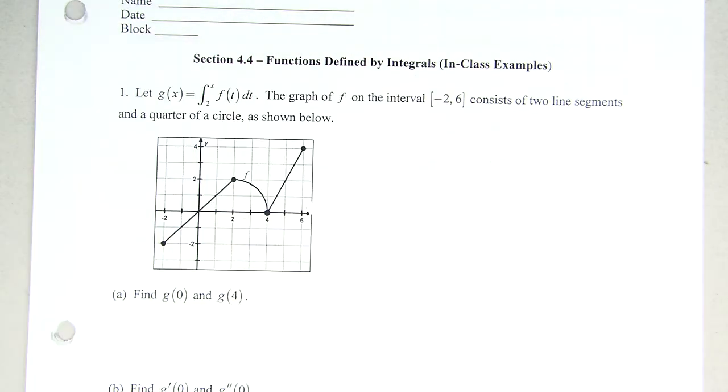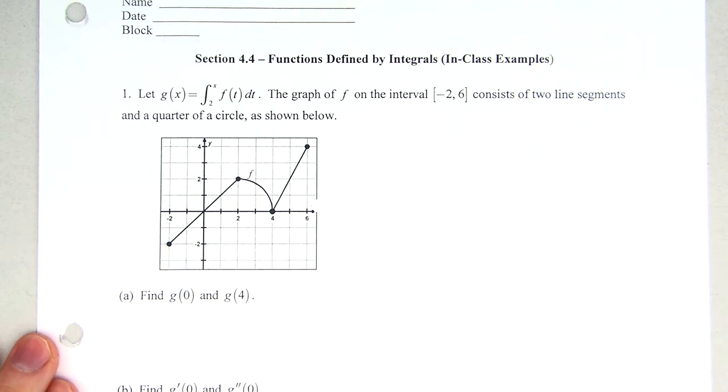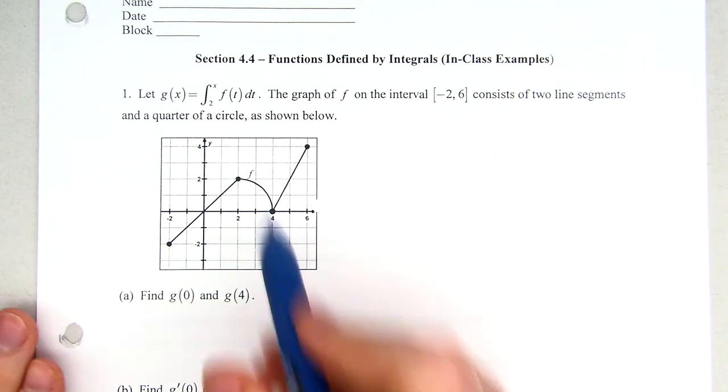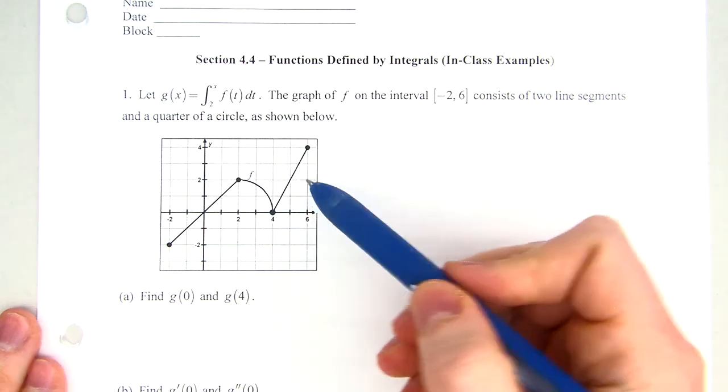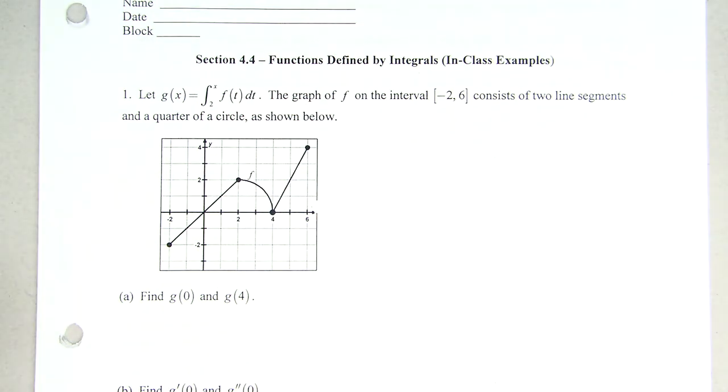All right, we are going to get started with problem number 1. G of x is the integral from 2 to x of f of t dt. We've got a graph of f shown over here. We've seen these things before. These are just our functions defined by integrals. I think after last week's stuff, you can probably handle doing part A, finding g of 0 and g of 4. So how about you take a moment right now and try g of 0, g of 4, and send those answers into Edpuzzle.